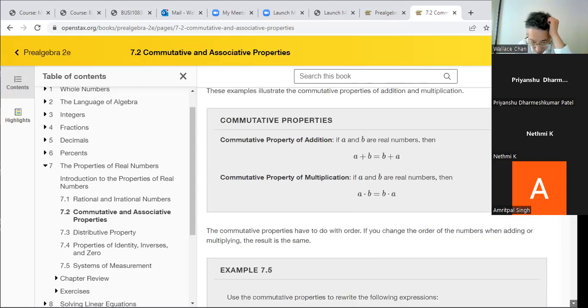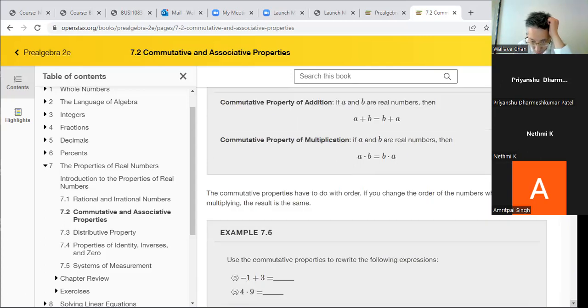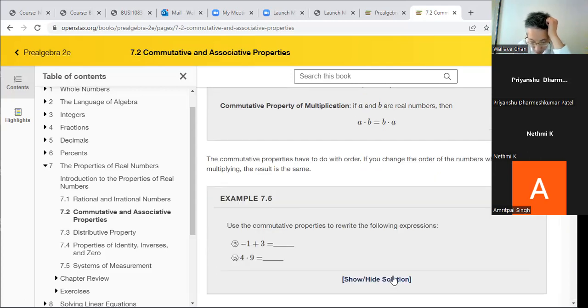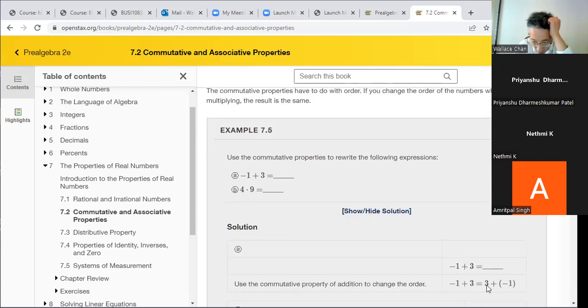Now let's take a look at this example. Use the commutative properties to rewrite the following expressions. For example, the first one, -1 plus 3. It's not asking you to calculate this expression. It's asking you what is another way you can write it. Since this is an addition, it doesn't matter which order it is. So -1 plus 3 can also be written as 3 plus -1. This is what we mean.